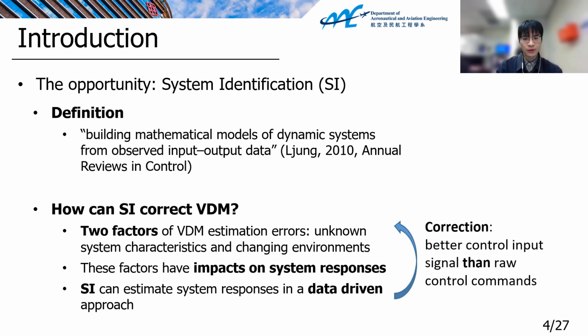So there will be a correction. That is, we can use system identification to provide a better control input, namely the estimated response, than the raw control commands. So the basic idea of this work is to use system identification to improve the positioning performance of VDM.